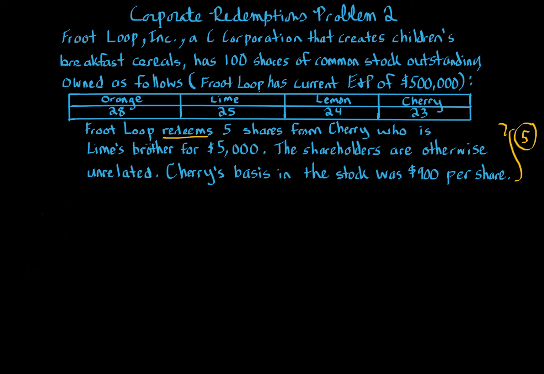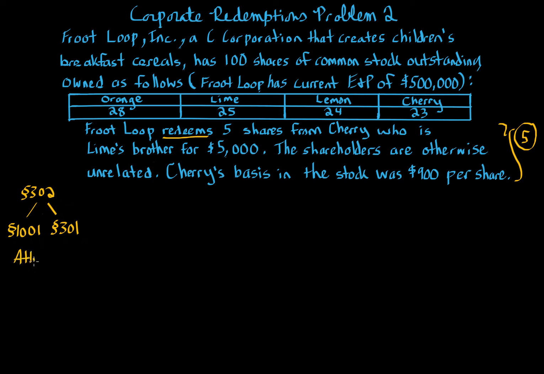So Fruit Loop redeems 5 shares from Cherry, who is Lime's brother, for $5,000. The shareholders are otherwise unrelated. Cherry's basis in the stock was $900 per share. So we have a redemption. So we know that, okay, Section 302, we have to look at that. And we're going to have to determine whether it's going to be a Section 1001 sale or exchange or a Section 301 distribution. So we do have a relationship here, right? But we don't know whether it's attribution or not. We have to analyze that.